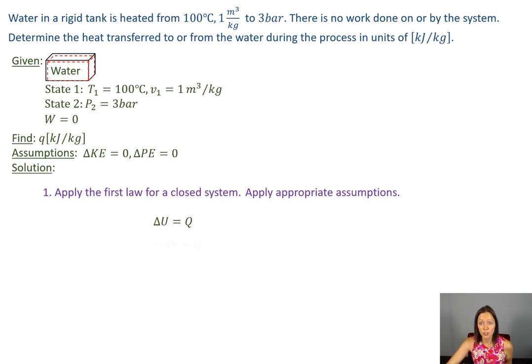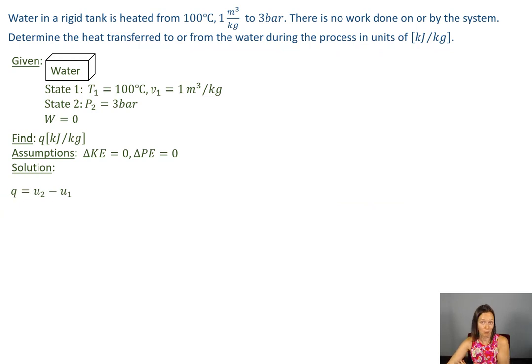And now I need to put things in terms of little q. So I need to isolate mass. So instead of having delta big U, I have m times delta little u. So delta little u is in kilojoules per kilogram, mass is in kilograms. And then I need to divide through by mass and get myself something in terms of little q. And anytime you have a delta in this class, it's what it is after minus what it is before. So little q is equal to u2 minus u1. And there is my governing equation.